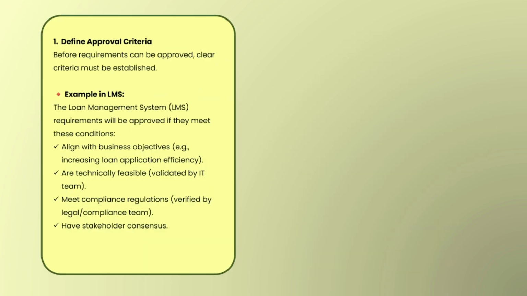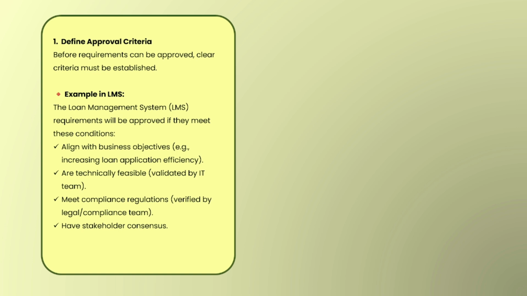So first is define approval criteria. Well, before requirements can be approved, clear criteria must be established. Let's align it with a loan management system. In the loan management system, requirements will be approved if they meet these conditions, meaning criteria. So it should be aligned with the business objective, and the objective is that it should increase the loan application efficiency, whether the requirement is coming fresh or is a change request. If it is increasing the loan application efficiency, then only it can be considered.